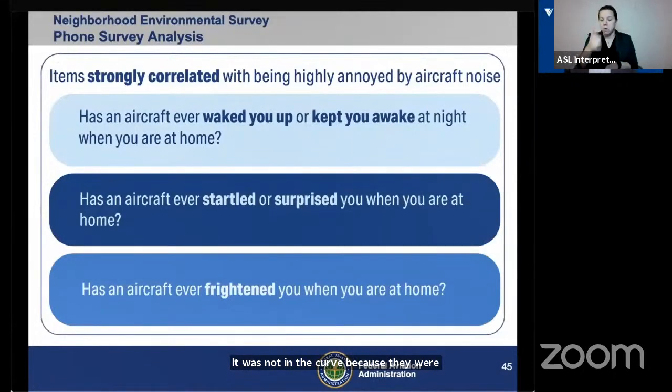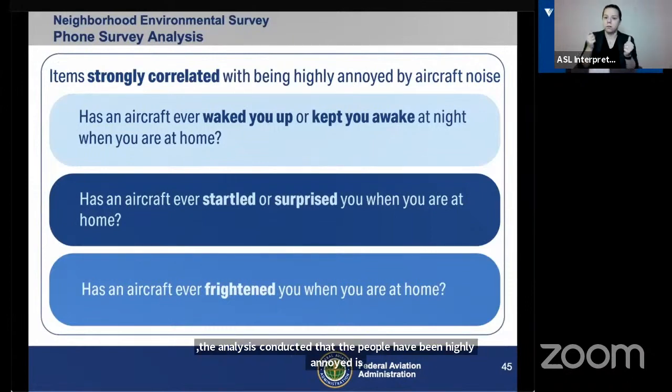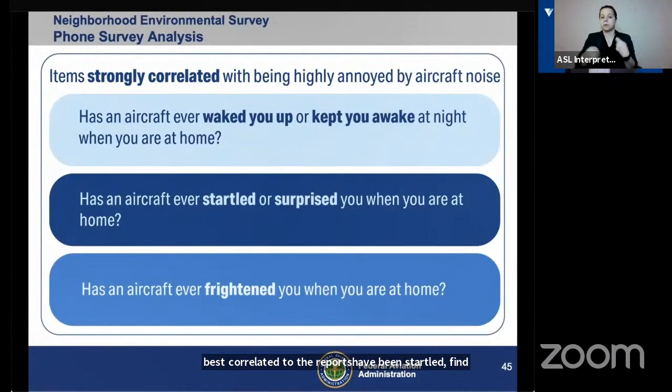A variety of analyses were carried out on the phone survey data and are covered in Appendix D of the report. Out of nearly 90 analytic variables captured in the phone survey, the analyses conducted to date have shown that people's degree of being highly annoyed by aircraft noise is best correlated to the reports of being startled, frightened, and/or awakened by aircraft noise. The specific questions that taken together are best correlated with being highly annoyed are shown here.